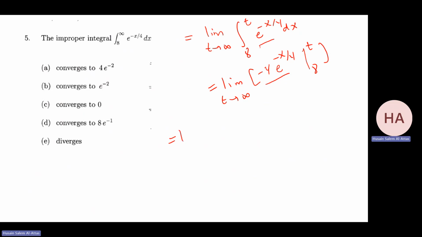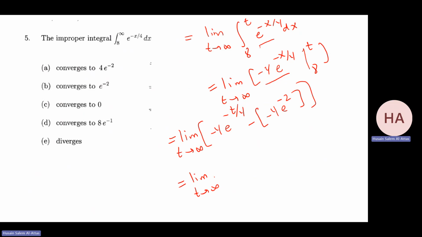So now this one will be limit as t goes to infinity of minus 4 e to the minus t over 4 minus, be careful here, minus 4 e to the minus 2, since 8 over 4 is 2. So I have limit as t goes to infinity of minus 4 e to the minus t over 4, plus 4 e to the minus 2. That will go to 0, because as t goes to infinity the exponent goes to minus infinity, and e to the power minus infinity goes to 0. So the answer is 4 e to the minus 2. So it converges to this.